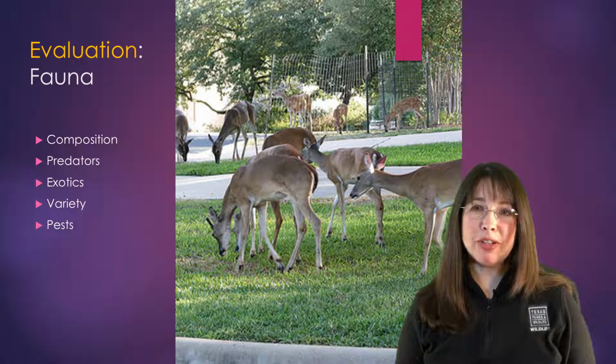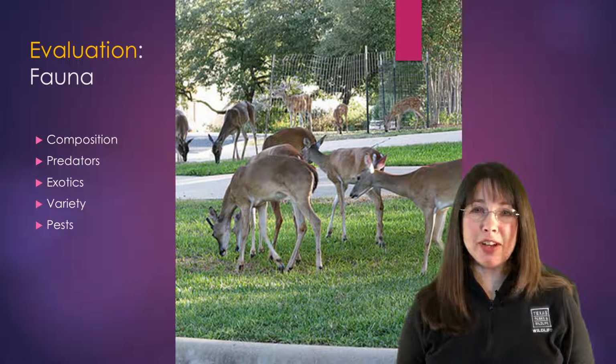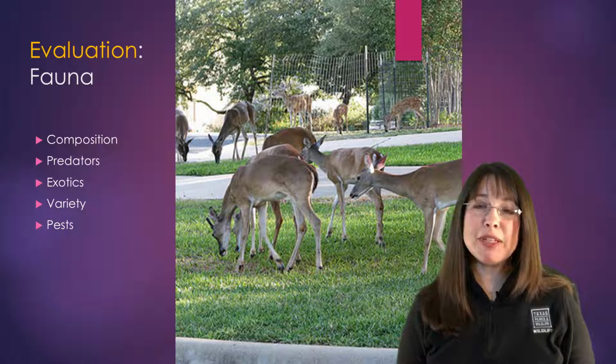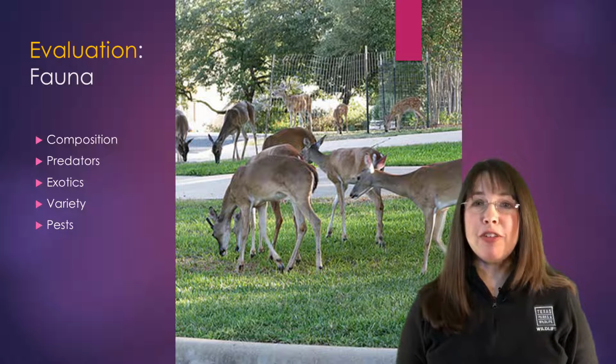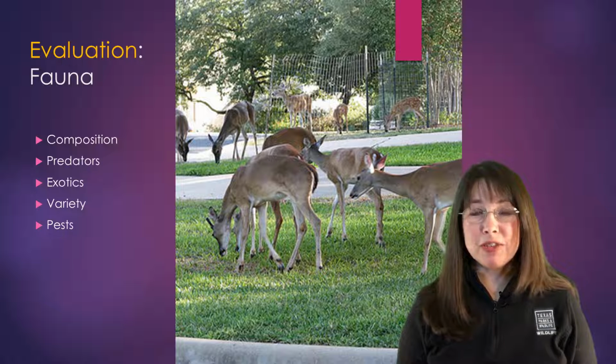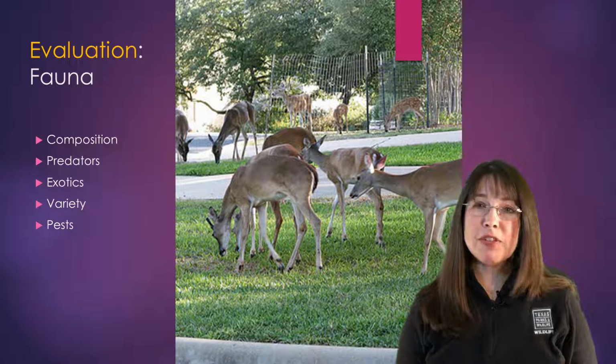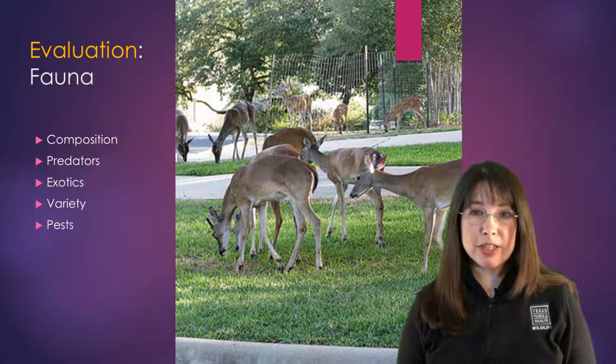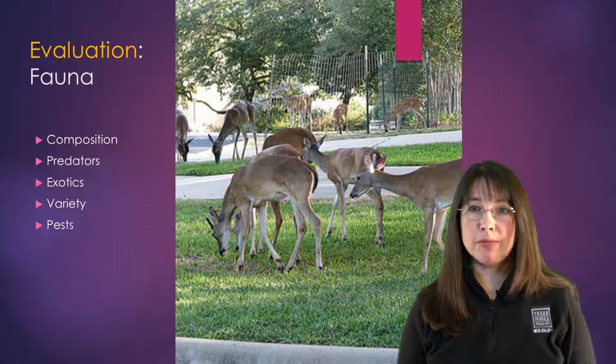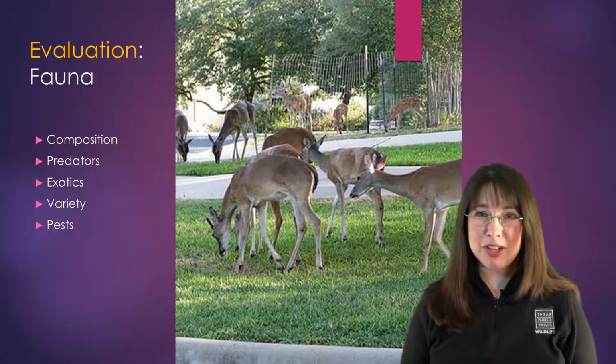Just like with flora, to evaluate the wildlife of an area, you need to look at the species composition. Look for diversity, exotics versus natives, levels of species who have explosive growth in urban areas like great-tailed grackles and raccoons.